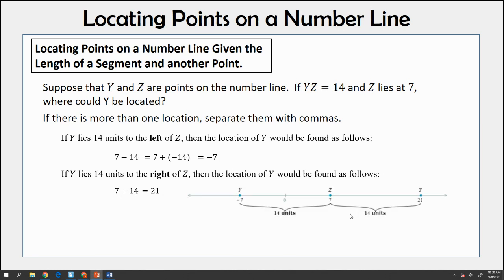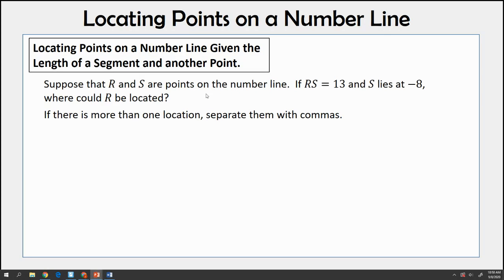Now looking at it graphically, it looks like this. So if here's my z, it's at 7. If I go 14 units to the left, I'll be here at negative 7. That's 7 minus 14, negative 7. If I go 14 units to the right, then I'm going to add 14 to the 7 and get 21. So the two possible locations for y are negative 7 and 21. You've got to remember that you can go to the left of that number and to the right of it.